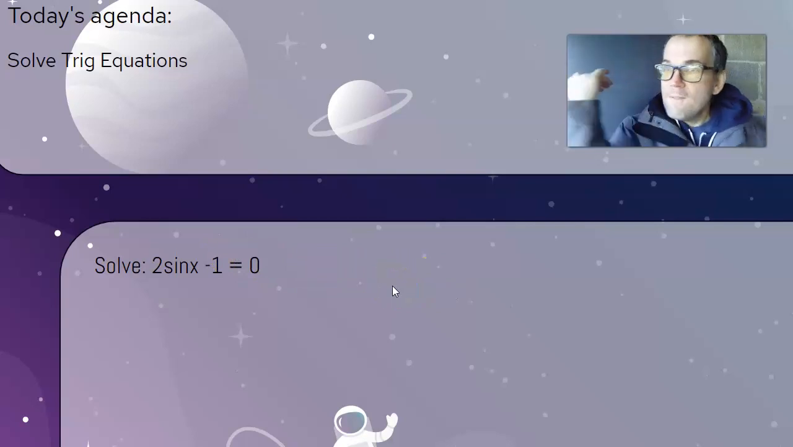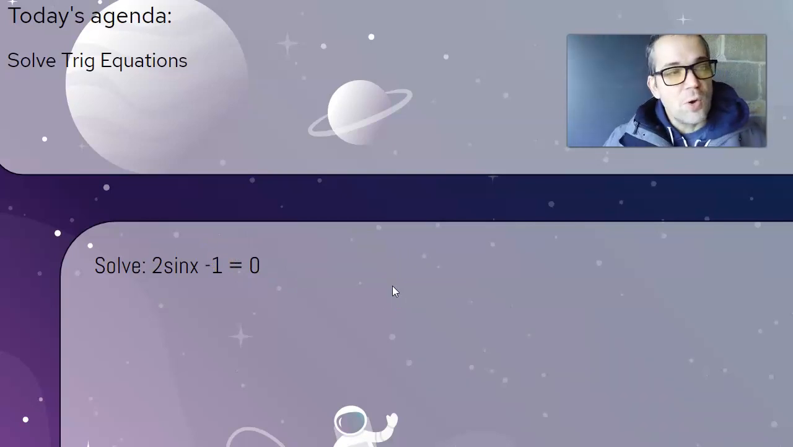But to try to visualize those solutions, I'm going to show you a graph of 2 sine of x minus 1, and we'll talk about where that graph equals 0. So I'm going to start part 2 of this video in just a moment.